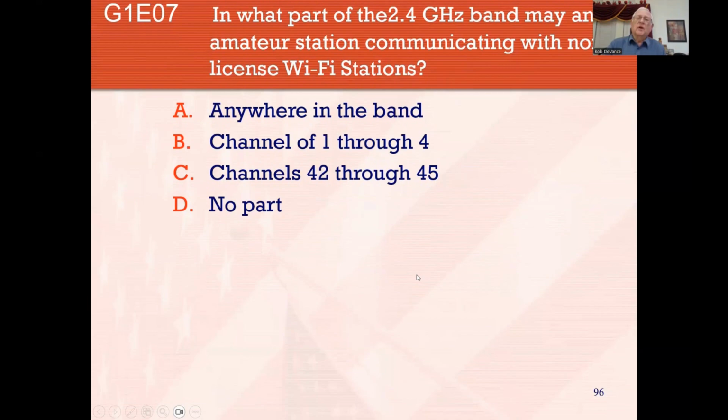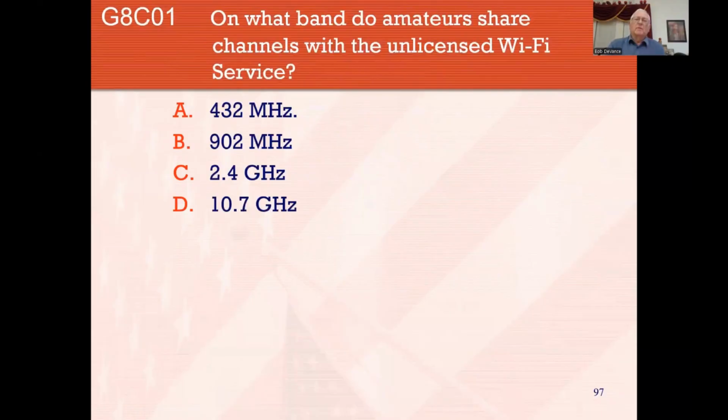What part of the 2.4 gigahertz band can an amateur station communicate with a non-licensed Wi-Fi station? None. What band do amateurs share channels with for the unlicensed Wi-Fi service? Charlie. 2.4 gigahertz.